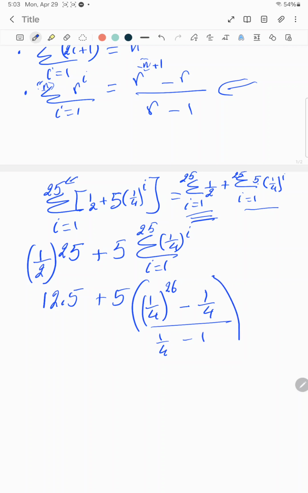Then it becomes algebraic calculation. You do 1 over 4, which is 0.25, to the power of 26 minus 0.25, multiplied by 5, divided by 0.25 minus 1, which is minus 0.75, and then you plug in the answer here. You add it to 12.5 and you have your final answer. So you see, if you have your formula, you don't have to do it 25 times and add it and subtract it, whatever. You apply the formula and you have the final answer in 2 steps actually, and the third step is the calculation. It's nothing.